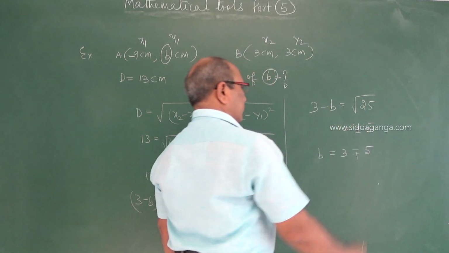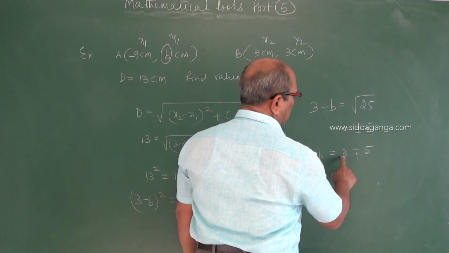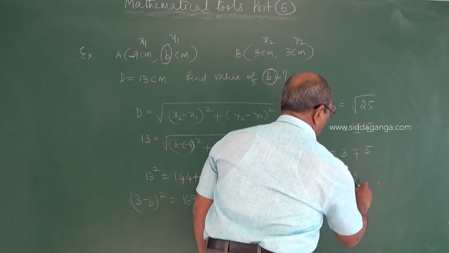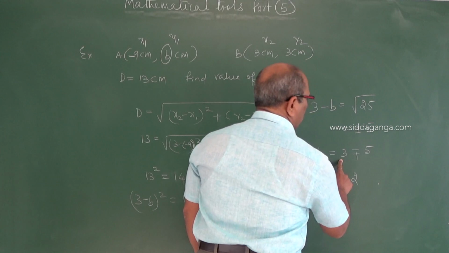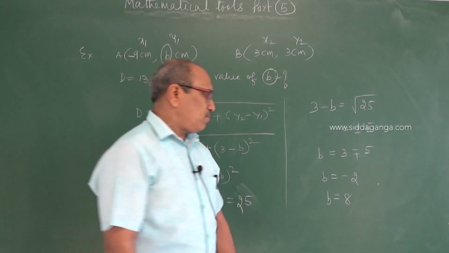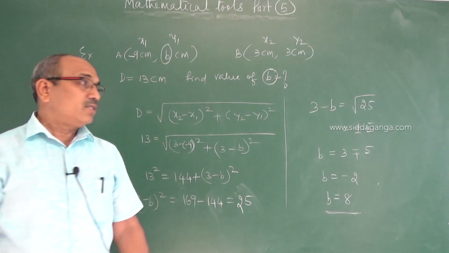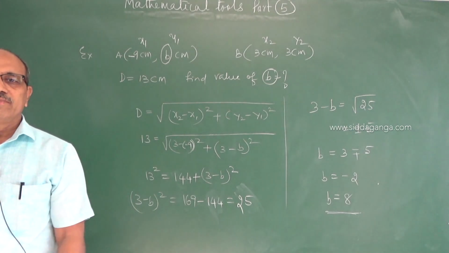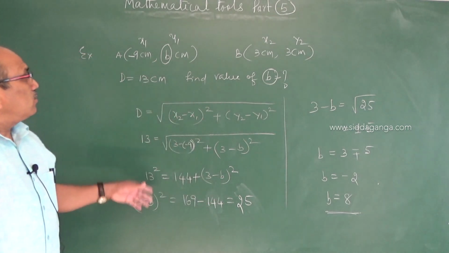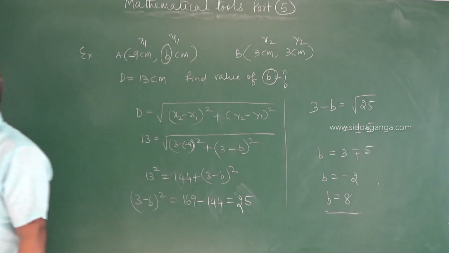Therefore, b is equal to 3 minus or plus 5. There are two possible values for b. b may be 3 minus 5, which is minus 2, or b may be 3 plus 5, which is 8. Either b may be minus 2 or b may be 8, which can satisfy that equation. So I hope you understood. I made one change to get simple mathematical calculations.